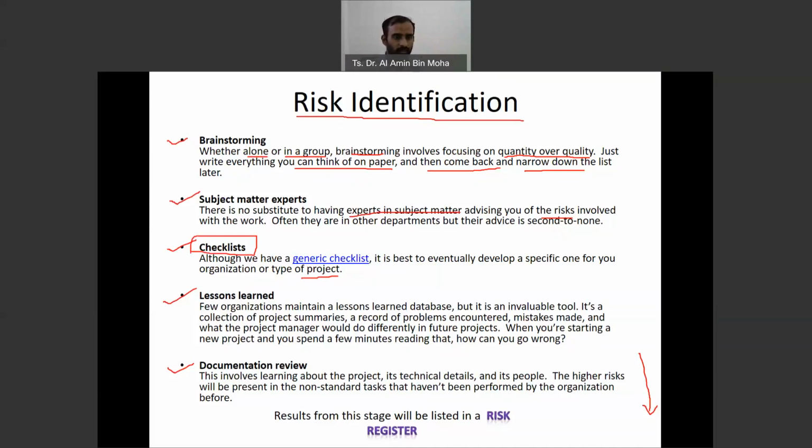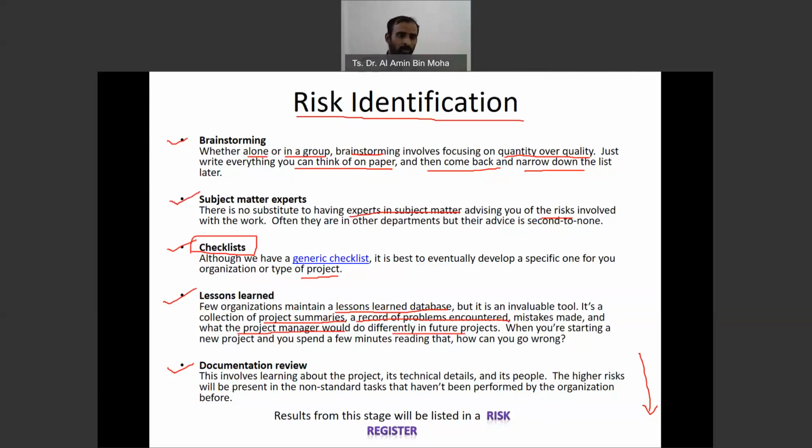Lesson learned. What is written here? A few organizations maintain a lesson learned database. So they have what they learned from the previous activities. This is very important. It's a collection of project summaries, a record of problems encountered. So they list down what problems they encountered when they were organizing or handling that kind of project. What are the mistakes made? What the project manager would do differently in the future. So they say, we did this and we think this is a better solution. When you look at other people's reports, you are gaining ideas about the risk.